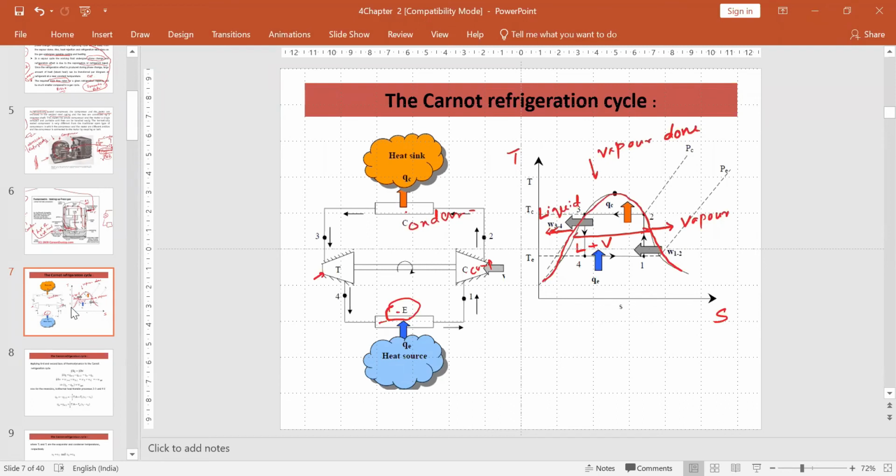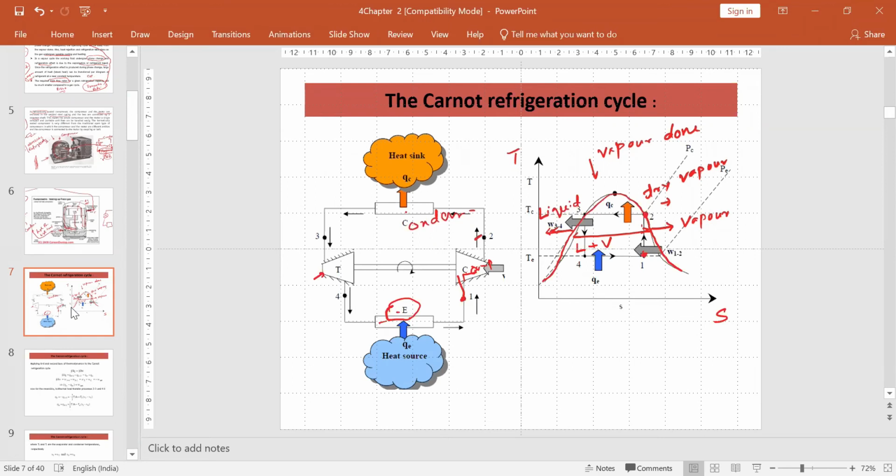Now you see here, this is a mixture of liquid and vapor, point 1. After that, it enters the compressor. The compressor compresses it and it is converted to a dry vapor. Remember, this is not superheated. If it enters in this direction, it is a superheated vapor, and this is a dry vapor. Okay, it is a dry vapor. So this is the position.